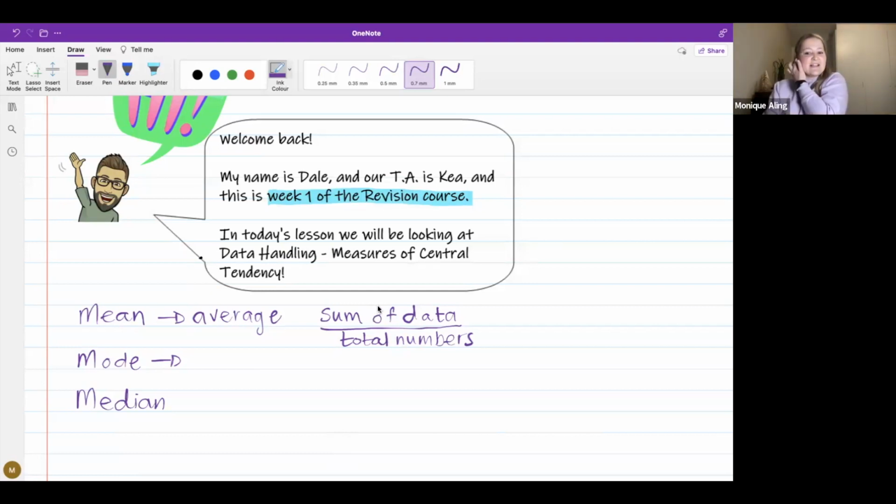Okay, fantastic. The number that appears the most in the data set, the number that we see the most of, that occurs the most. Mode, most, sounds very similar. Okay, so the number that occurs the most. And then median. Nice. We could also say the most repeated number. Good.